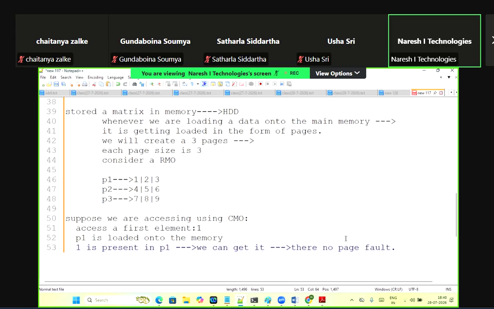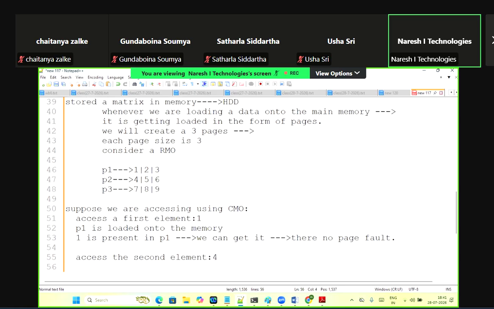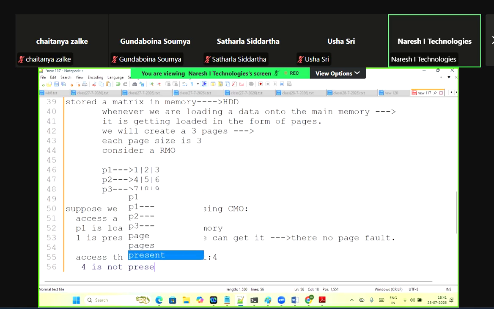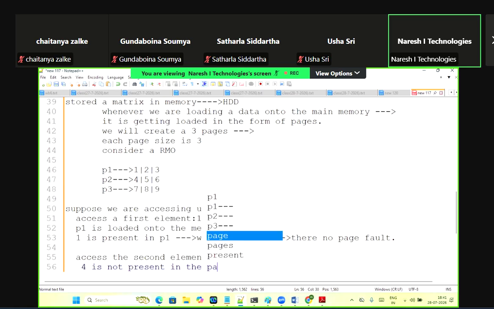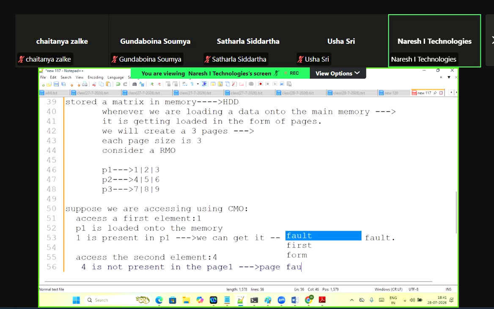Now guys, next thing, I wanted to access the next element, access the second element. What is the second element? Is 4 na guys. Now 4 is not present in page 1. Correct? I am telling that 4 is not present in page 1. If it is not present in page 1, you will get guys page fault.